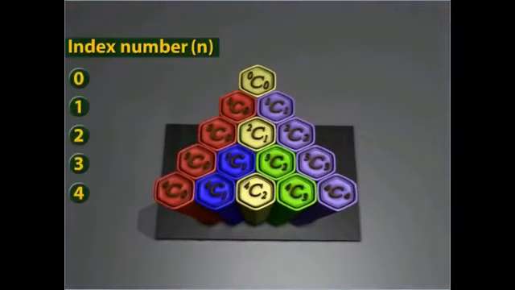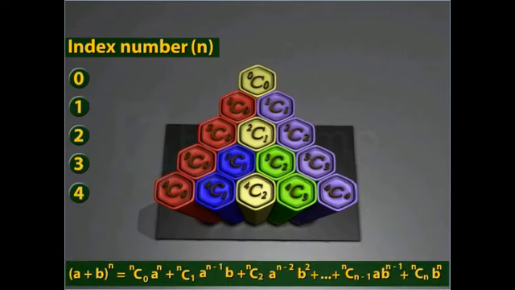The previous discussion helps to conclude that (a plus b) whole raised to the power n will have n plus 1 terms. The coefficient of each term is nCr, where the value of r increases from 0 to n as you move from the first to the last term. The index number of a decreases from n to 0 and the index number of b increases from 0 to n as you move from the first to the last term. This is known as the binomial theorem.